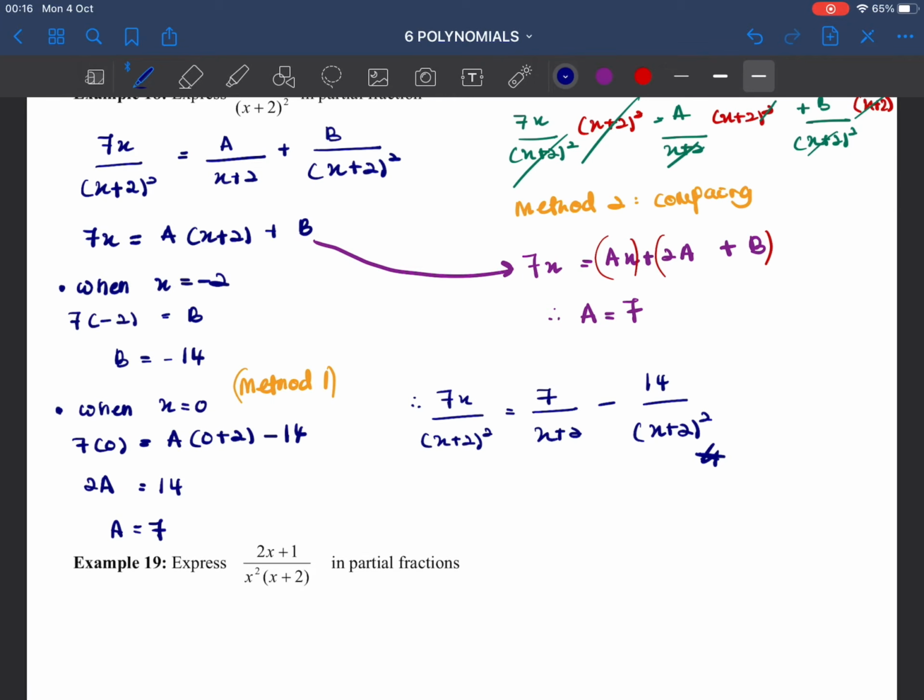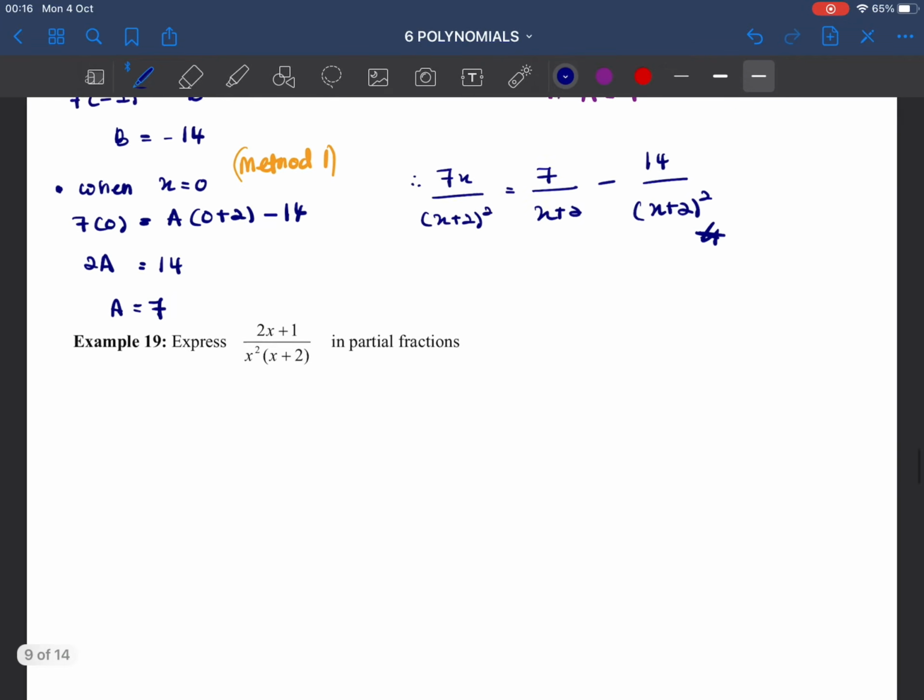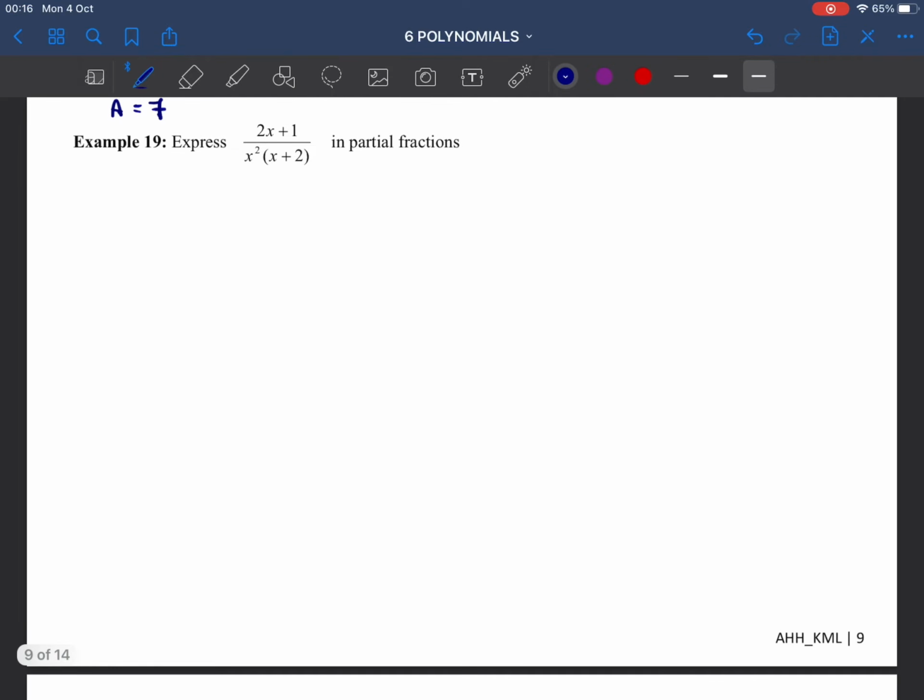Alright, let's see the second example. Example 19. Express (2x plus 1) over x squared (x plus 2). Okay, is this a proper fraction? Check the degree here is 1, degree here is 3. So this is a proper fraction, because the degree on top is smaller than the degree at the bottom.